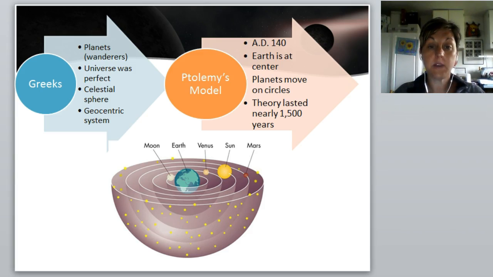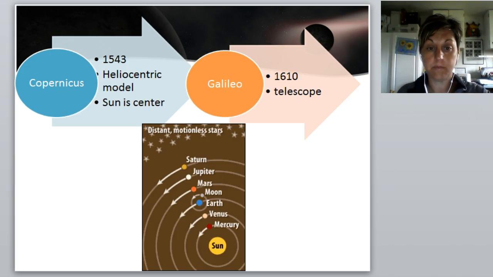Then we have Ptolemy, and this occurred in about AD 140. He still believed, and others still believed, that the Earth was at the center and that the planets moved in circles. This theory lasted almost 1,500 years. It wasn't until Copernicus's time, almost the time of the telescope.